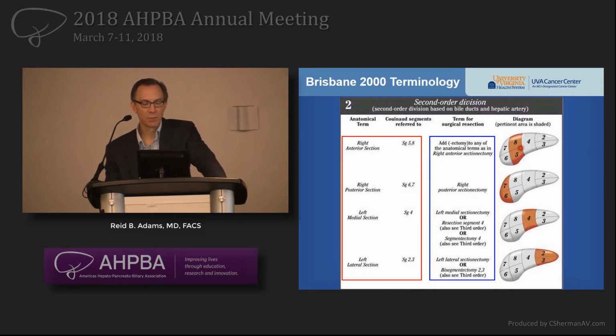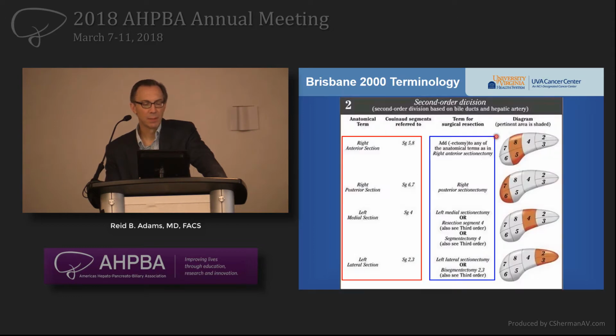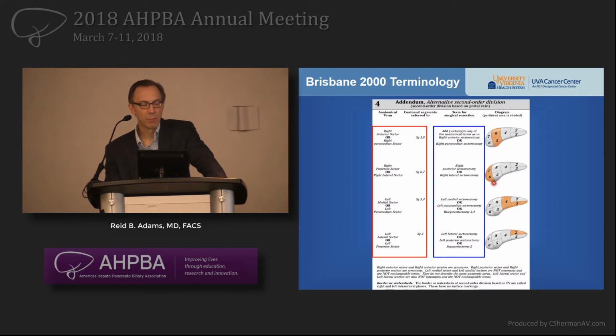5 and 8 is the right anterior section, 6 and 7, right posterior section, 4 is the left medial section, and 2, 3 is the left lateral section. And then these are sectionectomies based upon this terminology. Alternatively, this is a little bit difficult to read, the liver can be divided into sectors. So the right anterior sector, 5 and 8, that's the same as we showed here, the right anterior section. Same thing for the right posterior section, or sector, and section are the same.